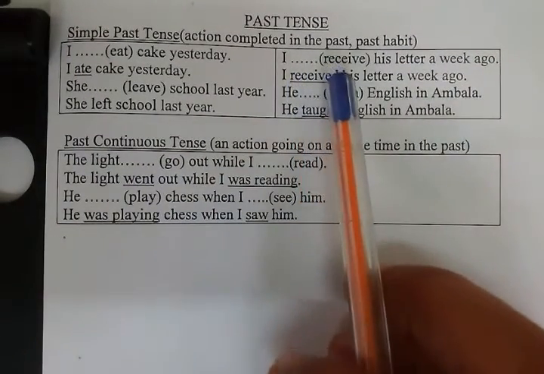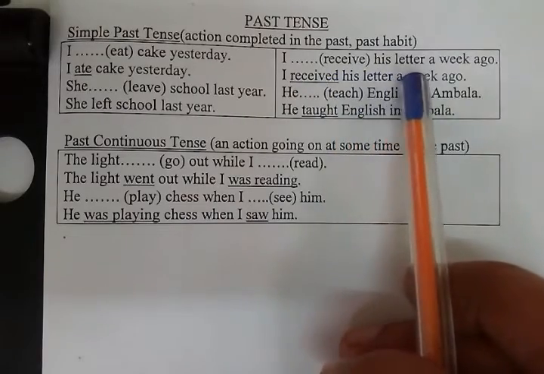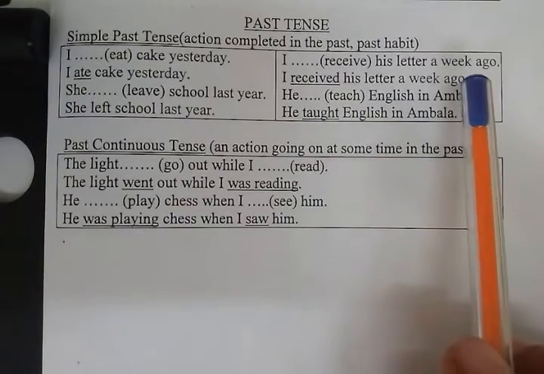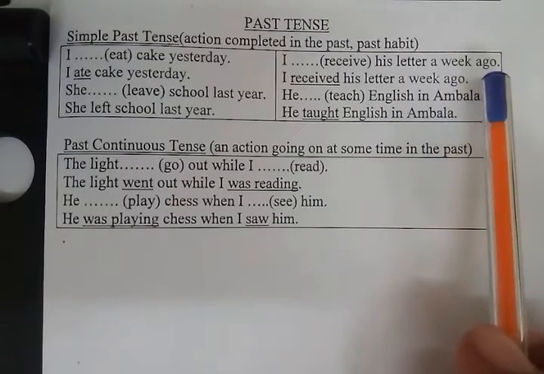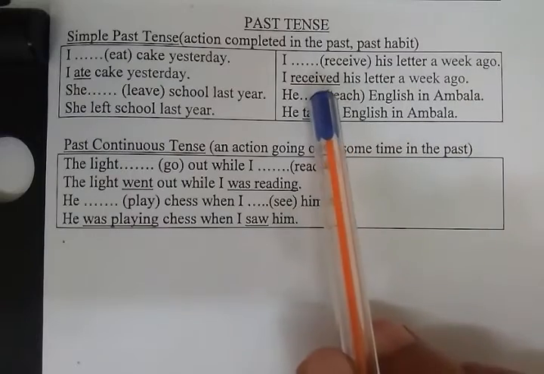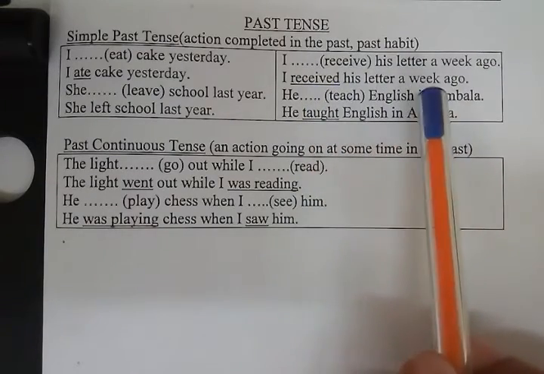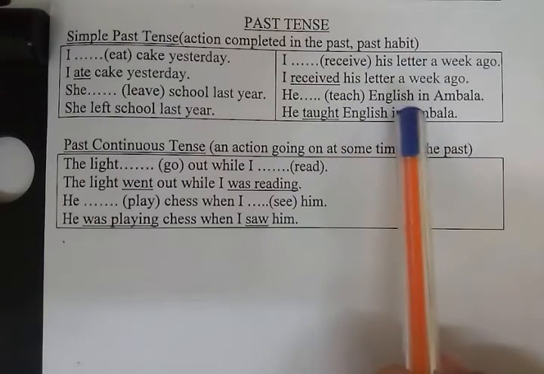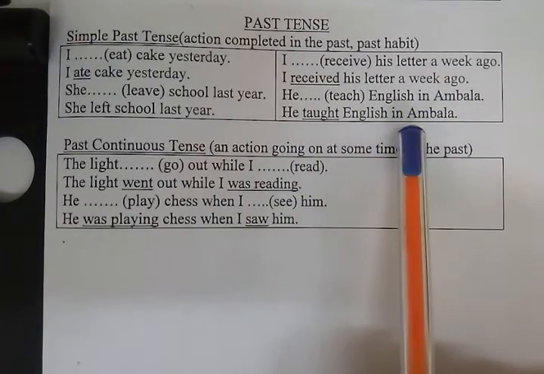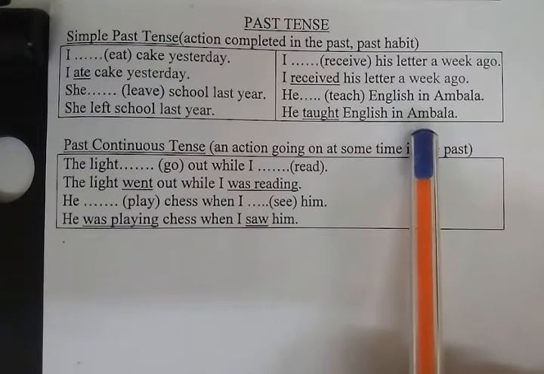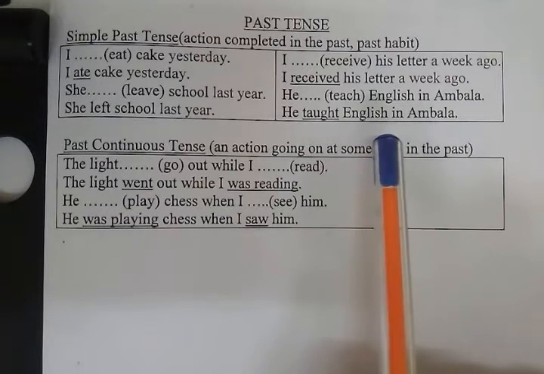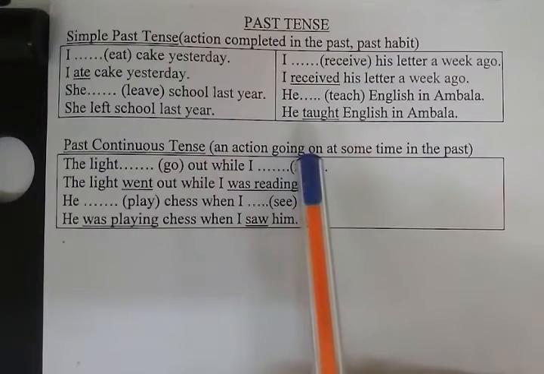Look at the next sentence. I dash received this letter a week ago. From week ago, we are clear that this thing happened in the past. So we will fill I received this letter a week ago. He dash teach English in Ambala. He taught English in Ambala. So from this place, we come to know that something has happened in the past.